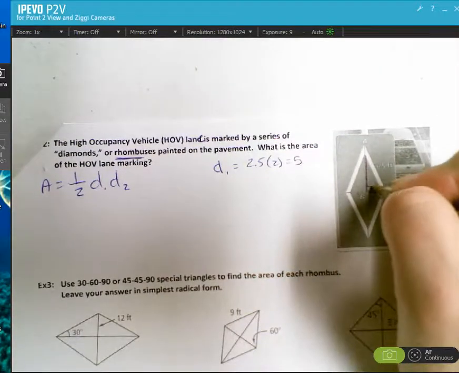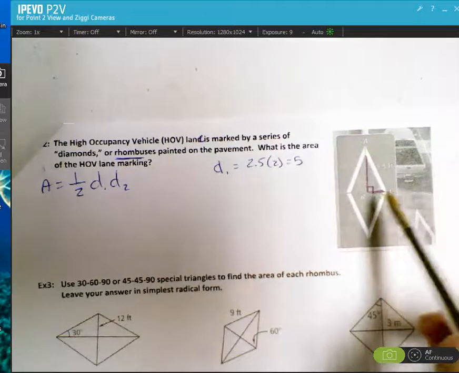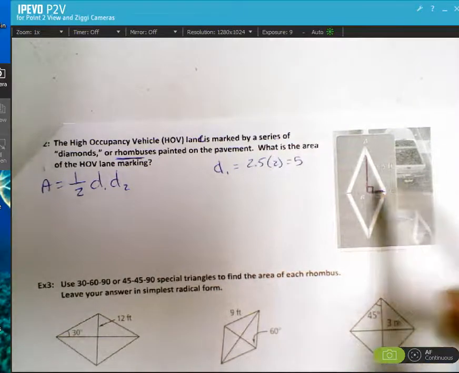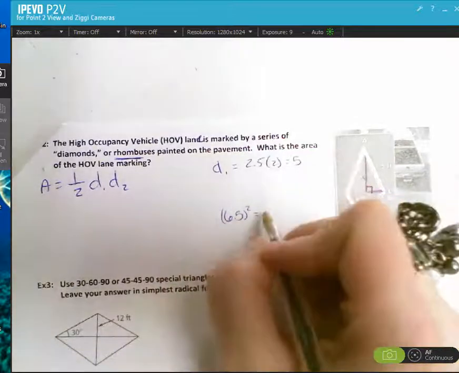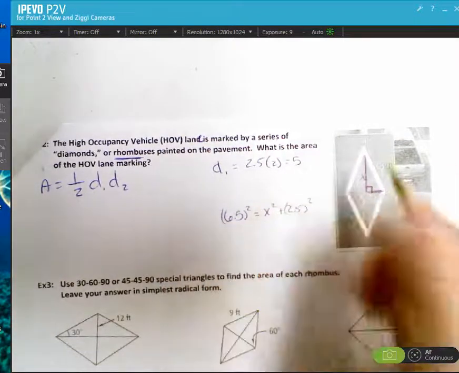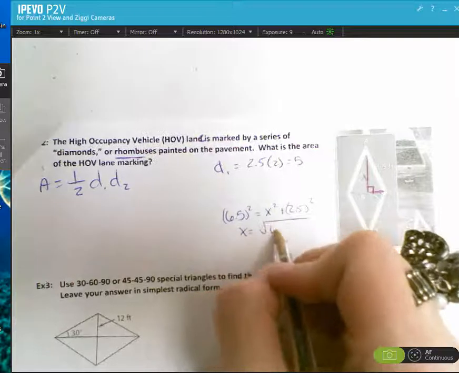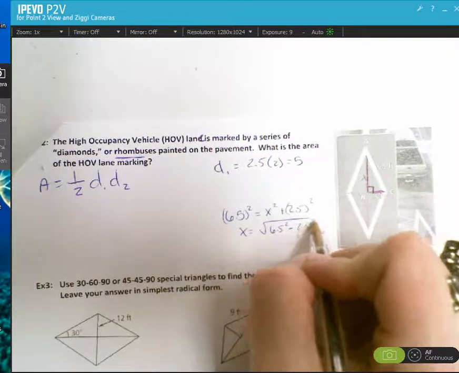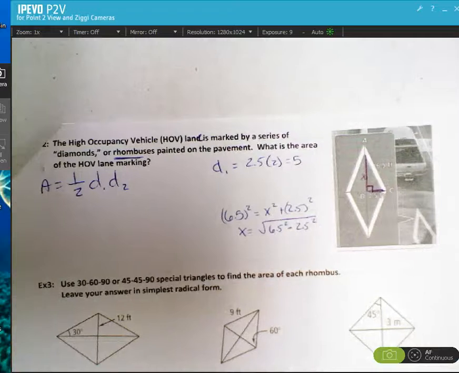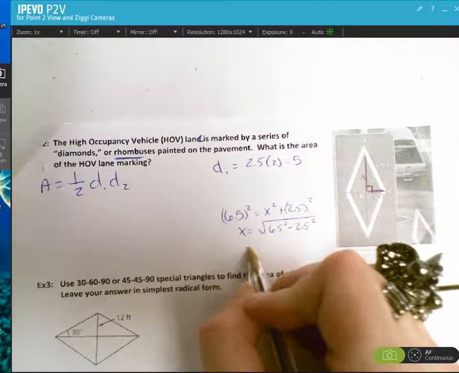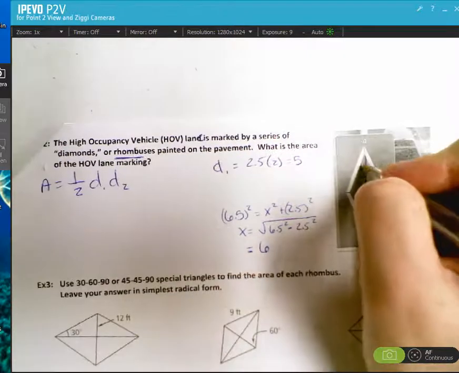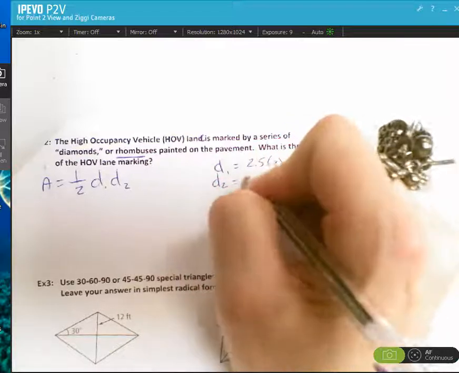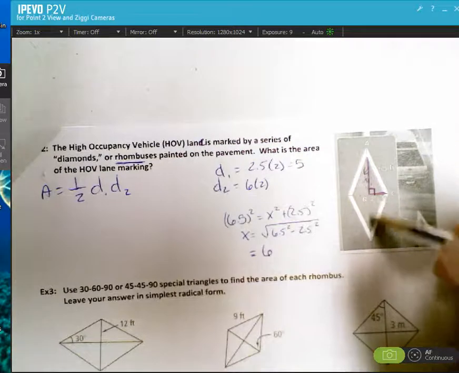Again, the diagonals of a rhombus create a right angle. So I have the Pythagorean theorem that I can use to find the other missing piece. So I know 6.5 squared is equal to, we'll call that x, x squared plus 2.5 squared. x is equal to the square root of 6.5 squared minus 2.5 squared. I put that exactly like I see it into my calculator and get an awesome whole number of 6. If I hadn't gotten a 6, then I would need to leave it as a radical, simplify the step inside, and then simplify the radical. So now I know that x is 6.